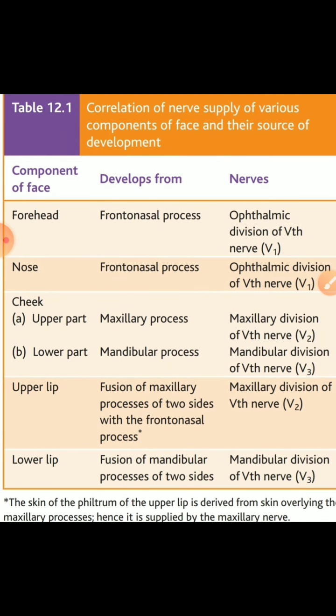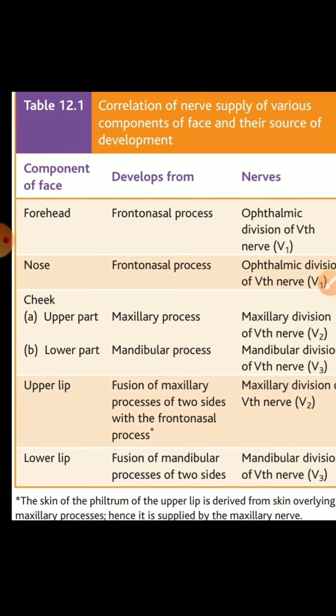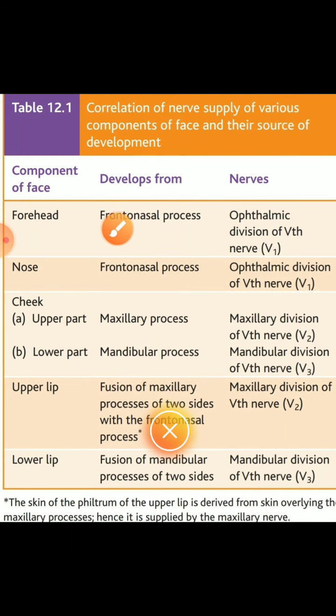Now again we'll go to the different parts. Our forehead develops from the frontonasal process. Its supply is the ophthalmic division of the trigeminal nerve. The nose develops from the frontonasal process. Its supply is the ophthalmic division of the trigeminal nerve. The upper part of the cheek develops from the maxillary process, with the maxillary division of the trigeminal nerve. The lower part develops from the mandibular process, with the mandibular division of the fifth cranial nerve.